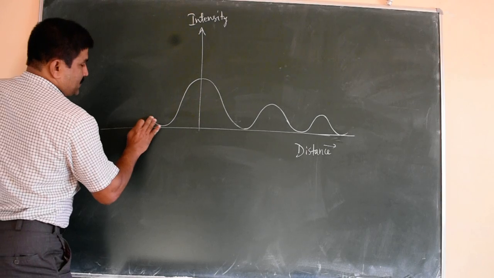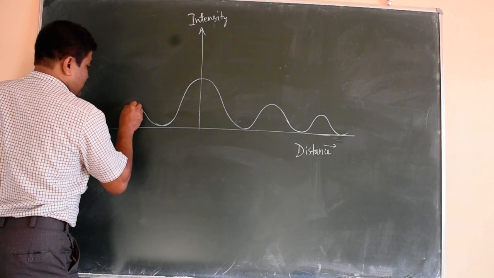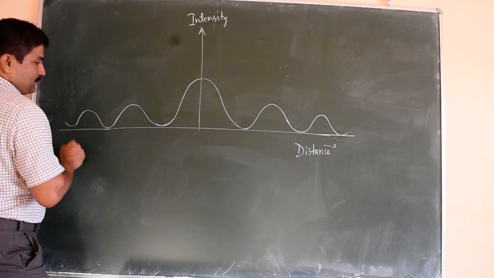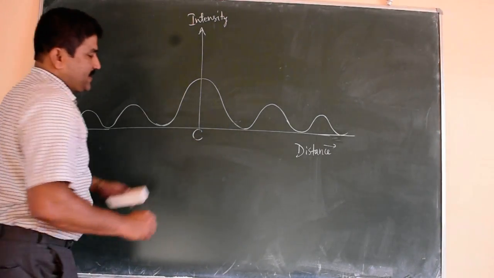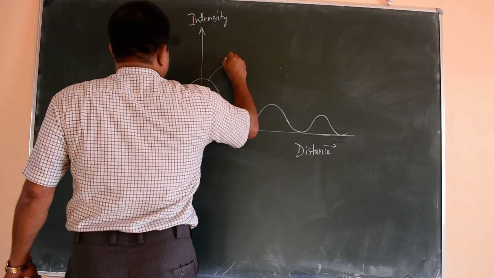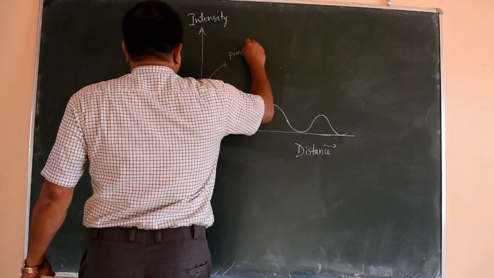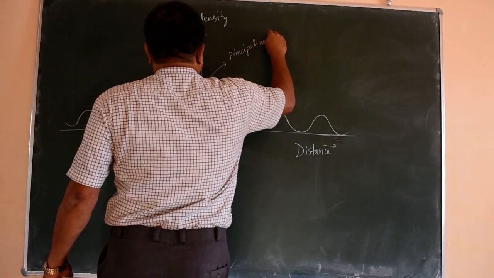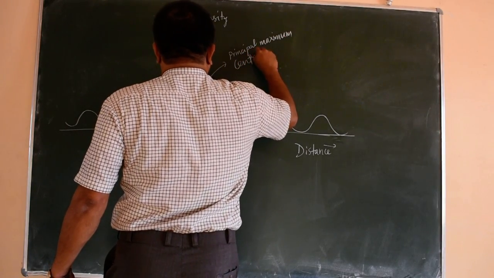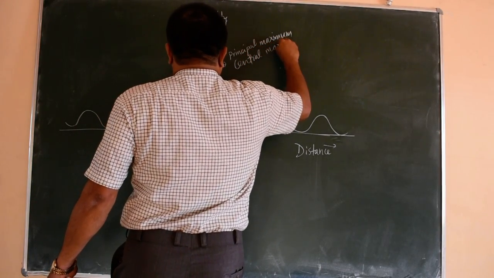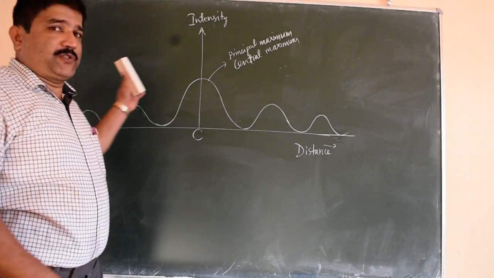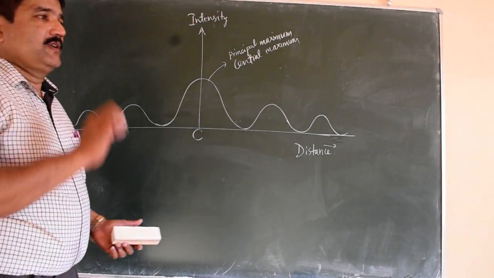The secondary maxima that we get will have lesser intensity. This is the point C, the center of the screen, having the highest intensity. This region is the highest intensity. This is called the principal maximum. Intensity is maximum for the central maximum, the principal maximum, at the center of the screen, because it is directly opposite to the slit or the hole.